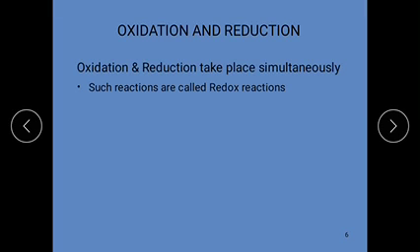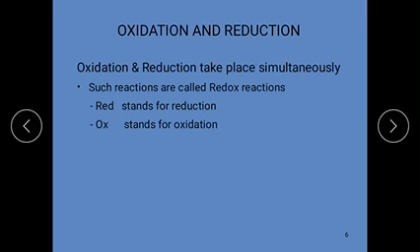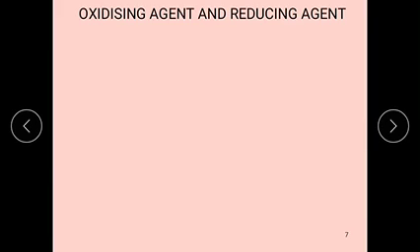These oxidation and reduction reactions take place simultaneously. Such reactions are called redox reactions. Red stands for reduction, ox stands for oxidation. Then this can be treated as a redox reaction. Example: zinc plus copper sulfate gives rise to zinc sulfate plus copper.